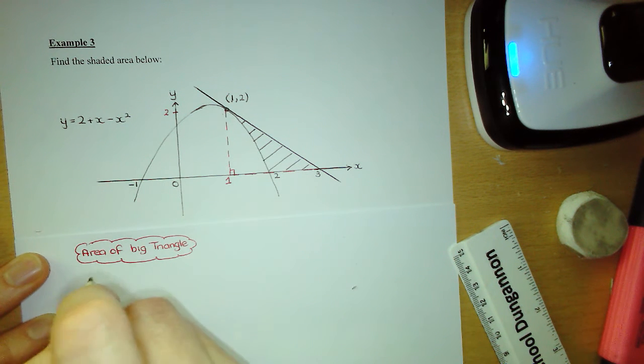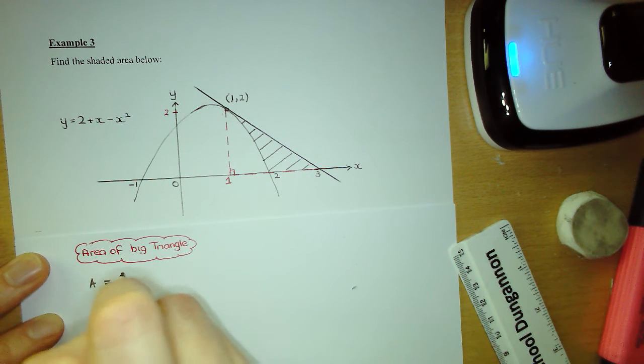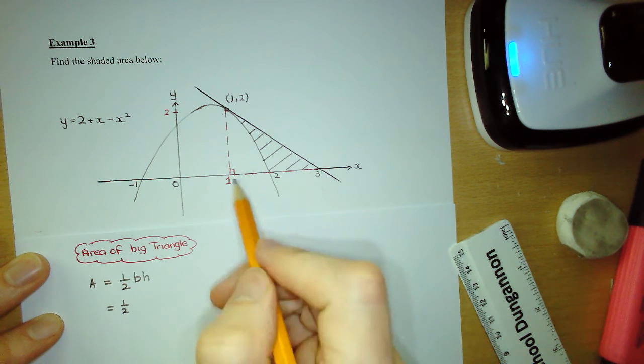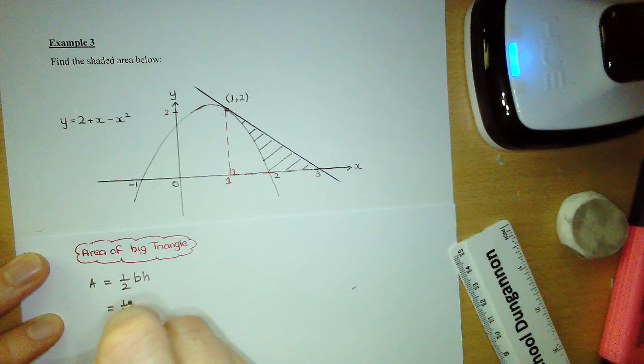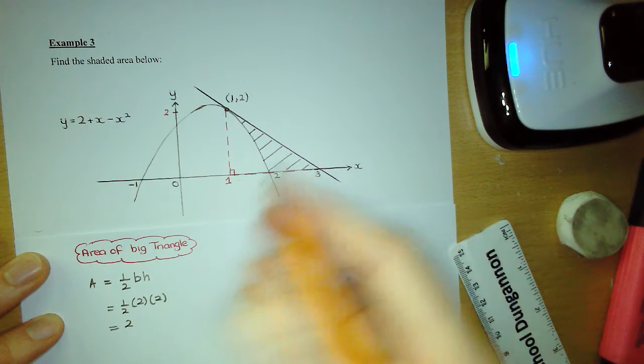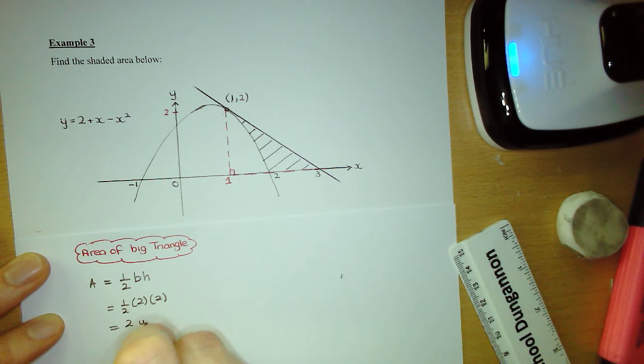So area A equals a half BH. So that's a half times, base is the difference between 1 and 3, so that's just 2. And then the perpendicular height here is just 2. So half times 2 is just 1, 1 times 2 is 2. So the big triangle contains an area of 2 square units.